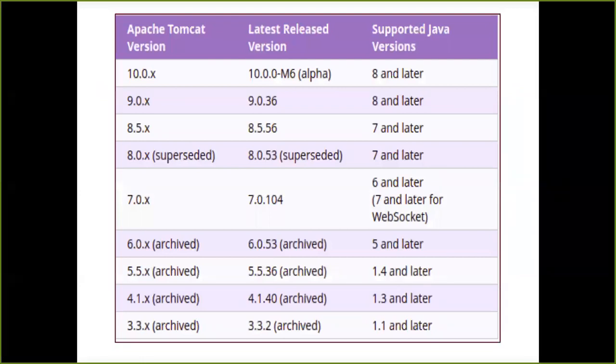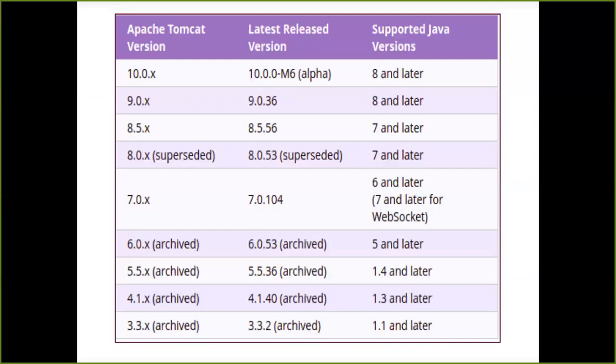Now, we have to understand here that the latest version of Apache Tomcat right now is 10. You need JDK 8 or a later version if you want Apache Tomcat version 10. And if you want the ninth version, you again need JDK 8 or later; lower versions are not supported. But if you're using Tomcat version 8.5, you can use Java 7 and above. Like that, the rest of the versions have been written over there.